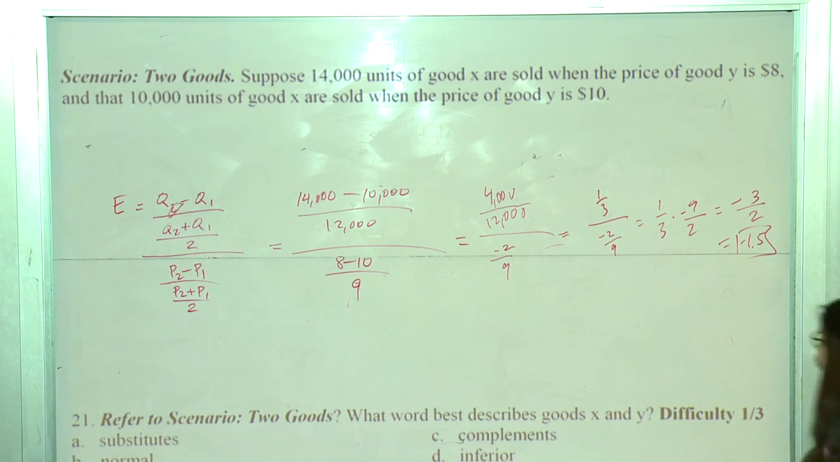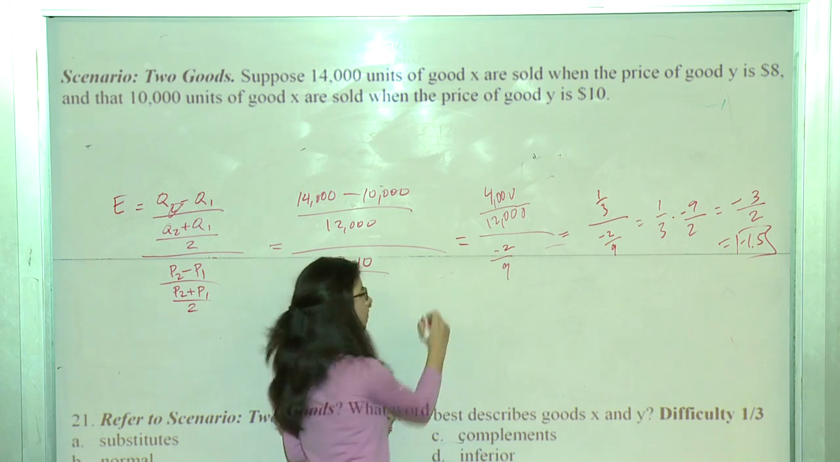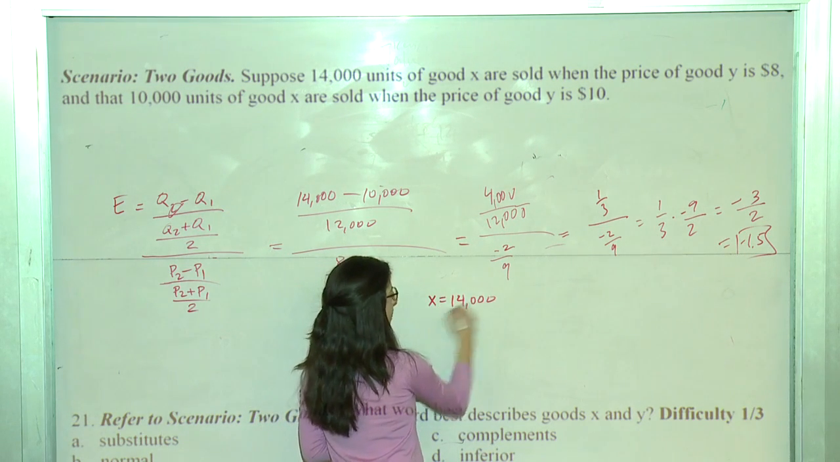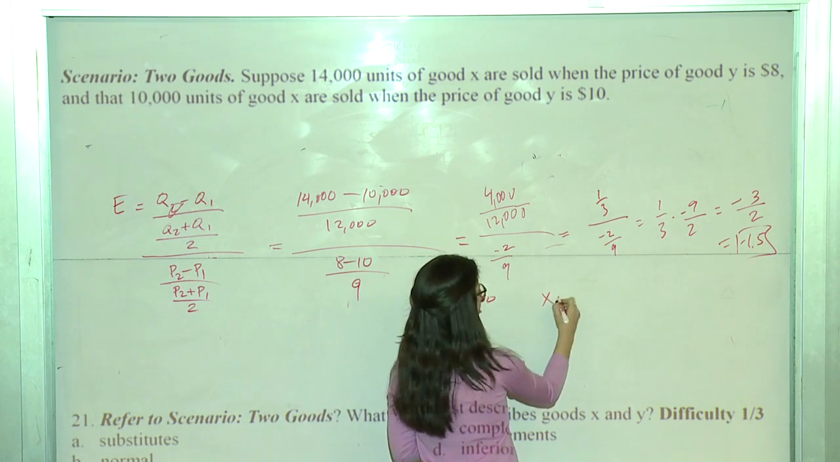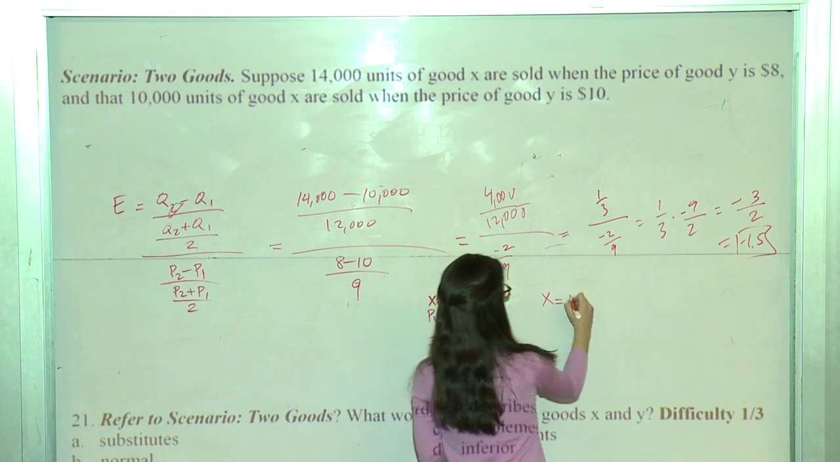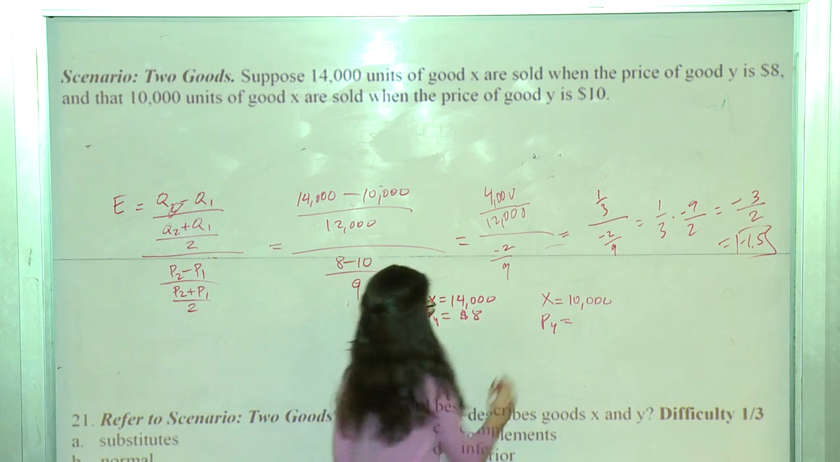All right, so we're still referring to the same scenario. What word best describes goods X and Y? Substitutes, because when the price of one increases, the demand for the other also increases. So maybe we should write it back out. In the first scenario, we had X equals 14,000 for PY equals 8, right? And in the second scenario, we had a reduction in the quantity of X, which was 10,000, but we had an increase in the price.